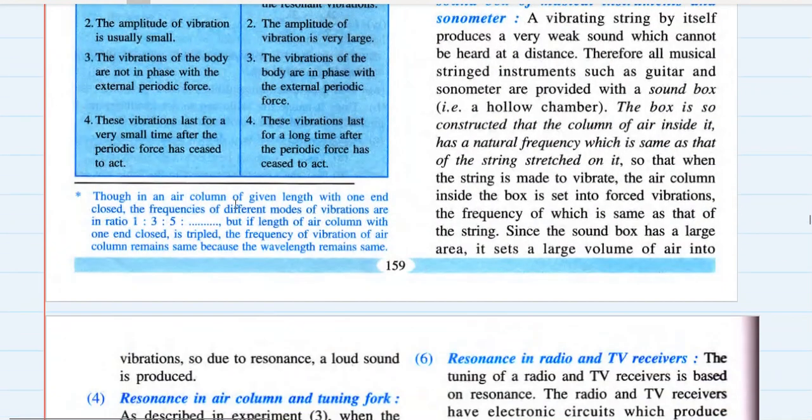Though in an air column of given length with one end closed, the frequencies of different modes of vibration are in the ratio 1:3:5 and so on. But if the length of air column with one end closed is tripled, the frequency of vibration of air column remains the same because the wavelength remains the same.